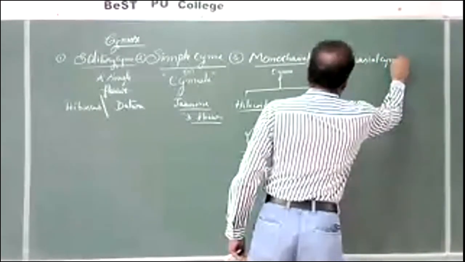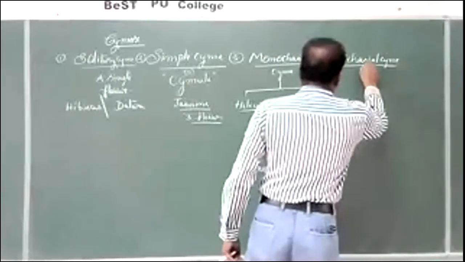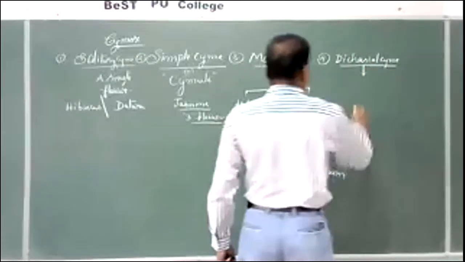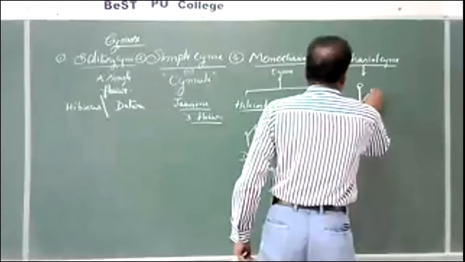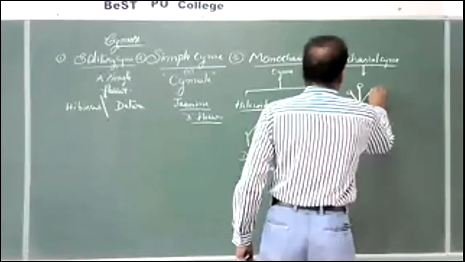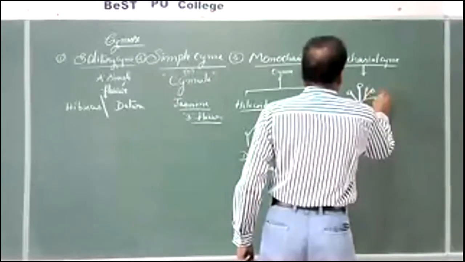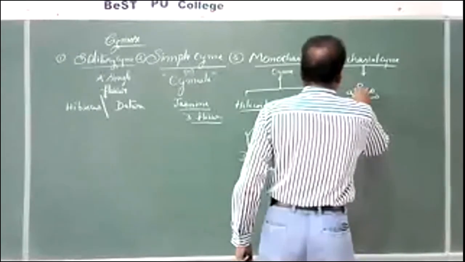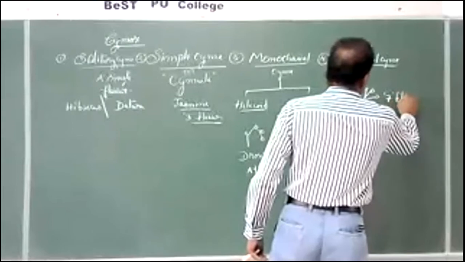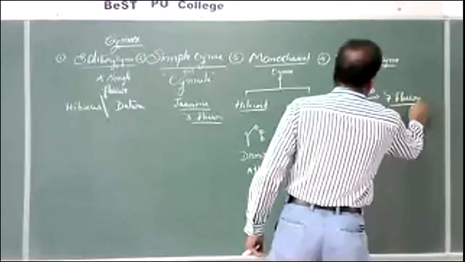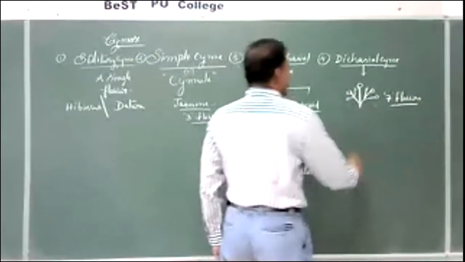Dicacial sign, we have seen at a time 2 branches. Again they also divide into 2, total 7 flowers is equal to 1 inflorescence.